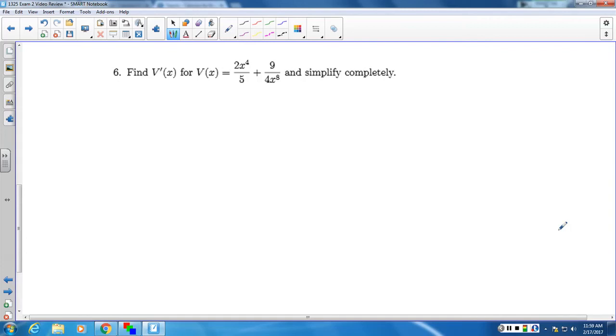Example 6, taking the derivative and simplifying completely. So before I do that, I'm going to come over here and rewrite this. When you have numbers in the denominator, you can just pull those numbers out front. So I'm doing that. And on this next part, I'm going to pull the numbers out front, but I'm going to take that x up to the top and make it x to the -8. So rewriting it is a key factor for this problem.